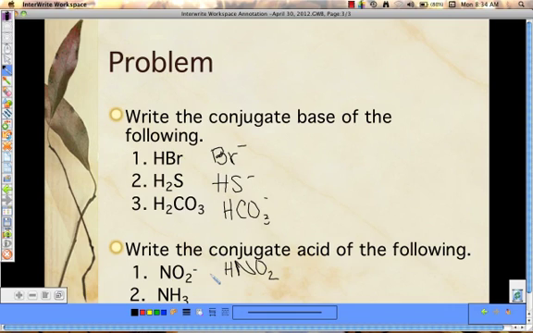So it's neutral. NH3, we're adding a proton, so what would it be? NH4. Does it have a charge? Yes, it does, because it's neutral and we're adding a +1 to it. So this time it's a plus charge.